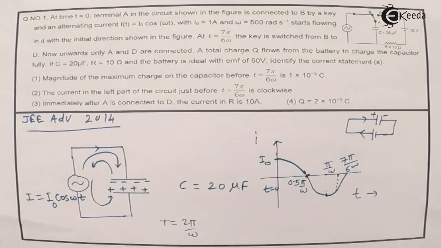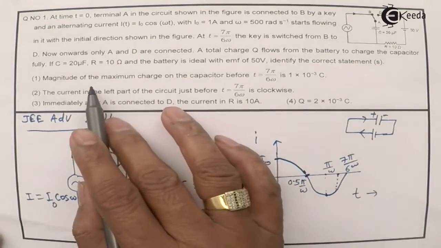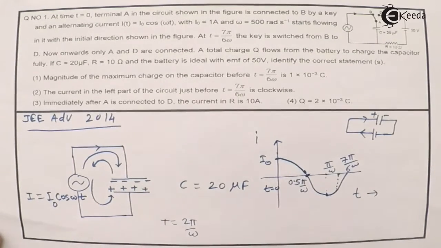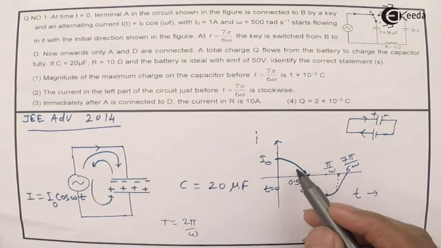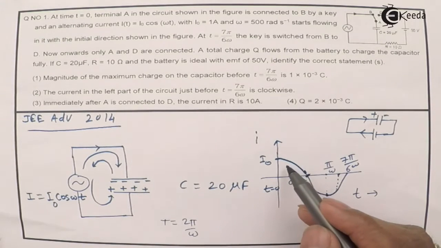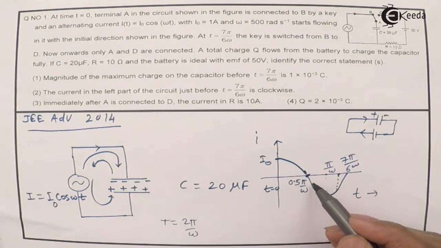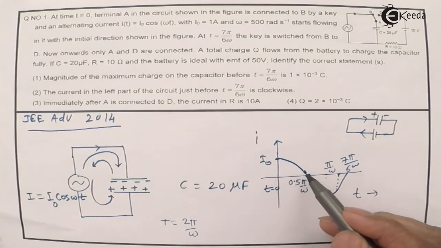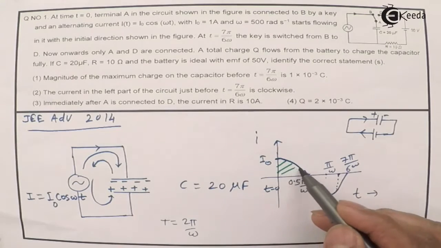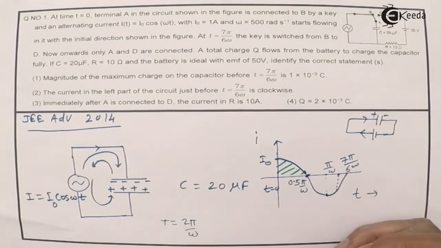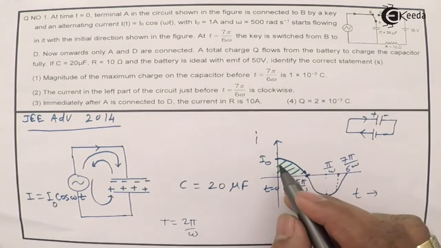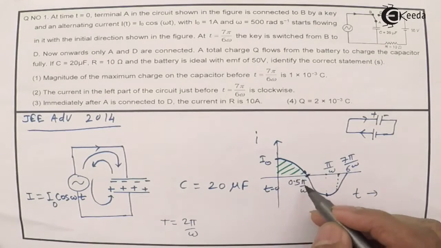Now the higher plate is negative, so we want the magnitude of the maximum charge on the capacitor before this. To find the maximum charge, you can see that the maximum charge is up to here, because this is positive and this is negative, so this will cancel. So the maximum charge is attained here. This is the area under the curve. Here the charge is maximum at this point, and that can be obtained from 0 to this much of time.